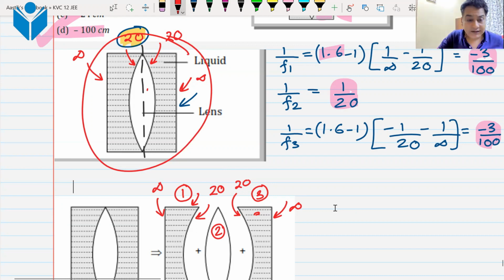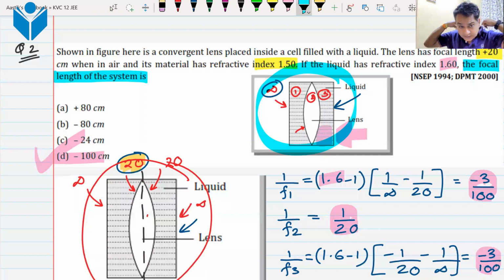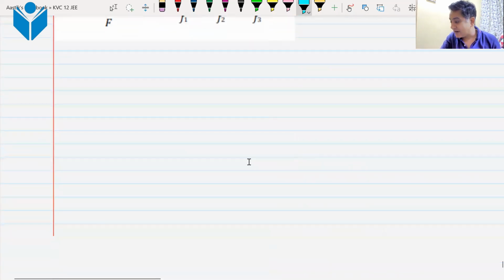Okay. That was the case. This was combination of lens with a lens. You can combine lens with a mirror also. So that is the next heading, combination of lens with mirror.